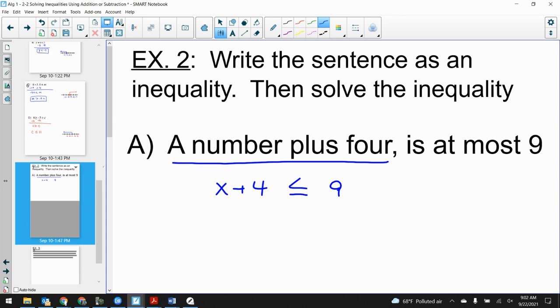Let's logically reason it through. If it's at most 9, could it be 10? No, it couldn't be 10. It's got to stay underneath 9, right? So this is correct. You were right. This is correct.